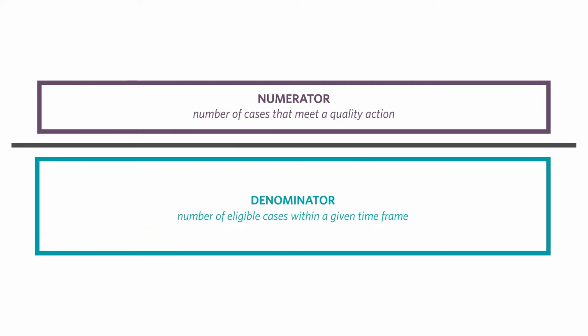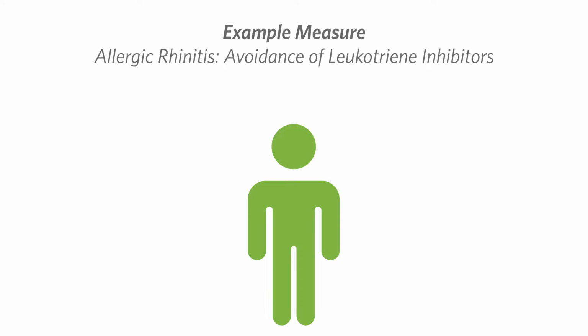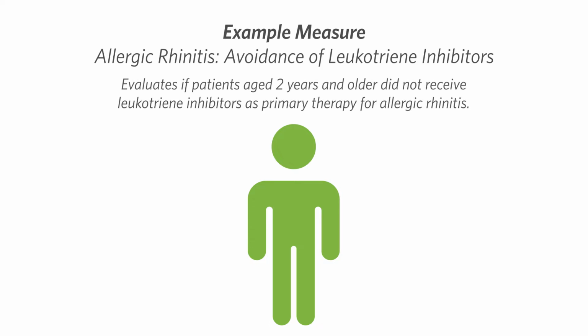Let's take a look at a sample calculation to understand the anatomy of AAO-HNSF clinical quality measures. We will use an existing measure, allergic rhinitis, avoidance of leukotriene inhibitors, throughout this example. The allergic rhinitis measure evaluates if patients aged 2 years and older did not receive leukotriene inhibitors as primary therapy for allergic rhinitis.